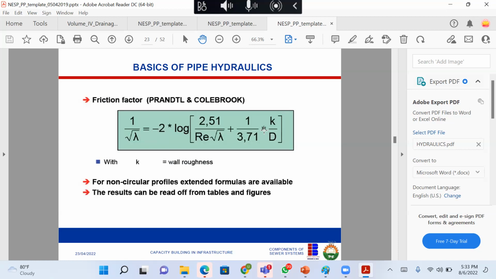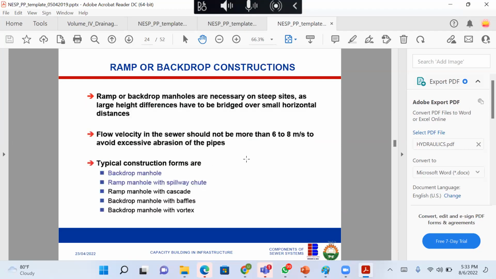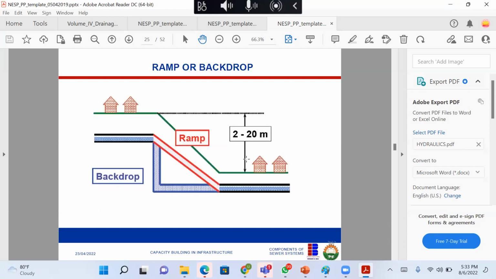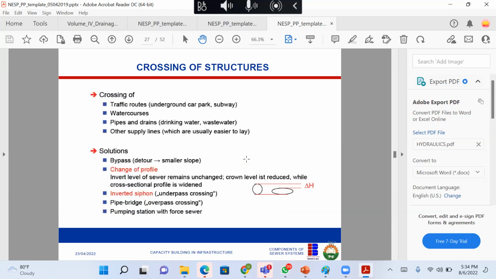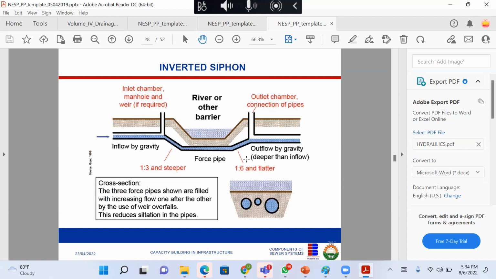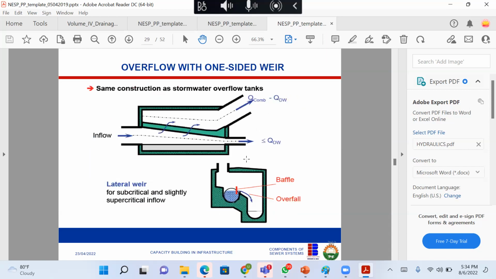Then, according to Prandtl and Colebrook, this is what the frictional losses look like, where k is the wall roughness. You can read it and understand it. These are different types of runoff manholes that are applicable. I think all these are just examples of different types of weirs, different types of separations.